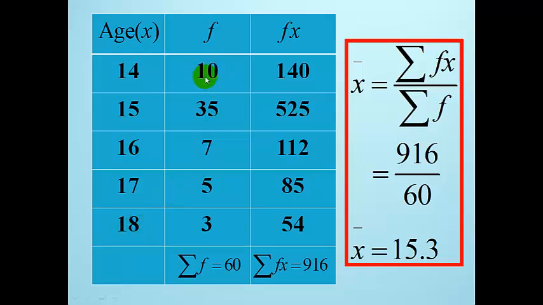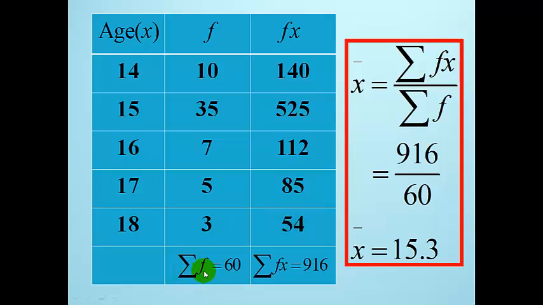That is, the number of students who are 14 years old is 10. The number who are 15 years old is 35. Those who are 16 years old is 7. Those who are 17 years old is 5. And those who are 18 years old is 3. So that is the frequency. Now, if you want the fx, we have to multiply our frequency by the ages. So 14 times 10 gives us 140. 15 times 35 gives us 525. 16 times 7 gives us 112. 17 times 5 is equal to 85. 18 times 3 is equal to 54.